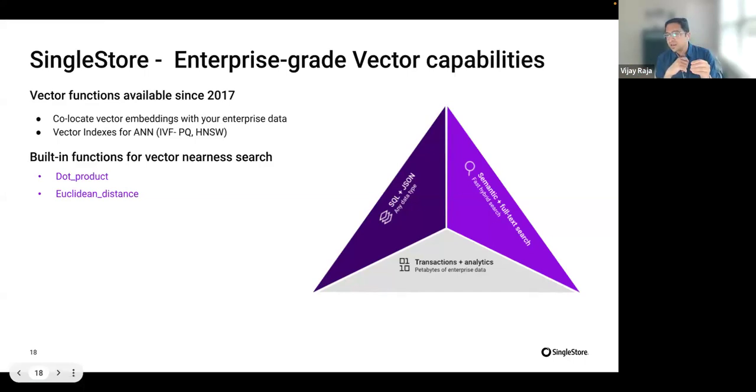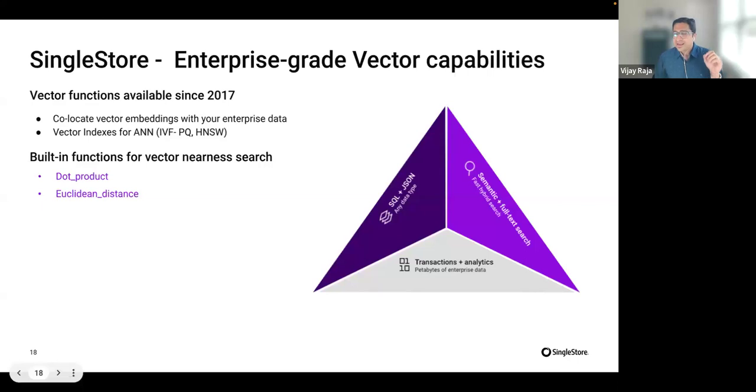We have built-in vector as a data type, so it's very easy to annotate a column as a vector. And we have also built vector indexes for fast approximate nearest neighbor search. So we have built-in functions like dot product and Euclidean distance that you can use to do nearness vector search. This becomes extremely critical for doing things like semantic search to power your GenAI applications, right? To power your chatbots or your product recommendation engines that you might want to build.